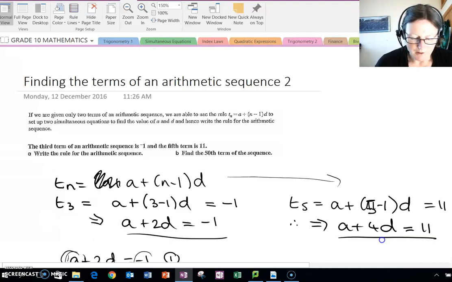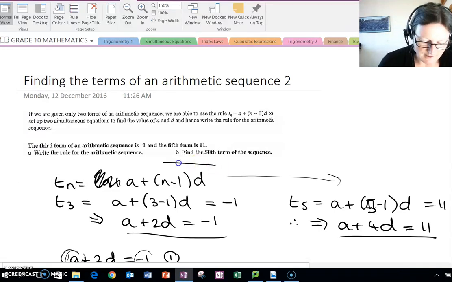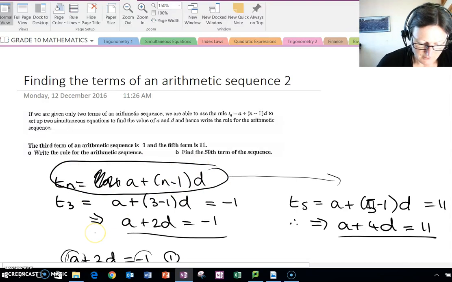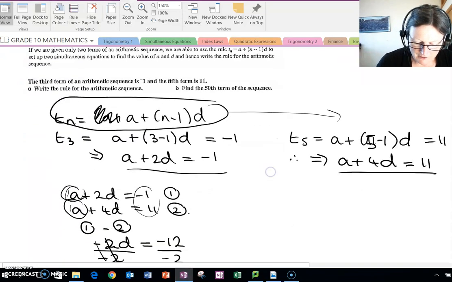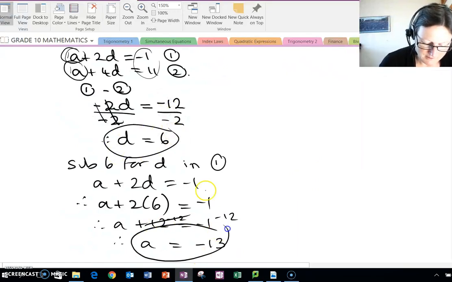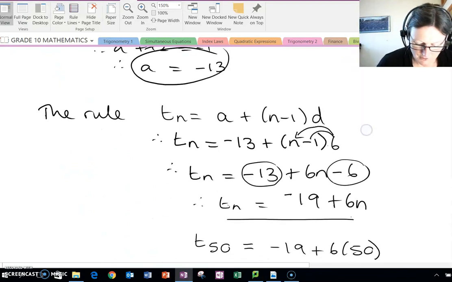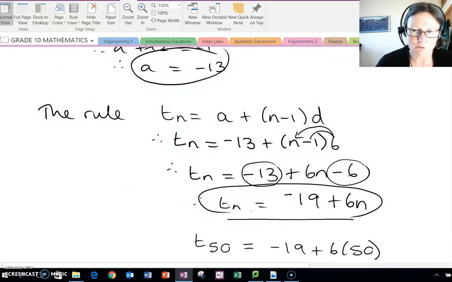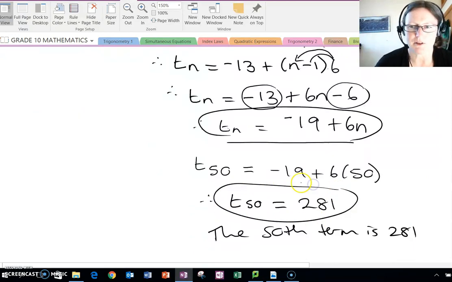So recapping, we were given two terms, and that's all we were given. Utilising this rule here, we can set up two simultaneous equations to find the values of a and d. By doing that, we found the value of d here and a here. We were then able to write the rule for this particular sequence, and once we had the rule, we could do the second step, which was to find a particular term number.